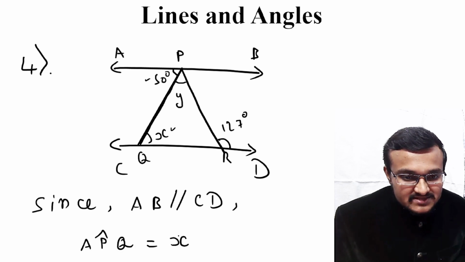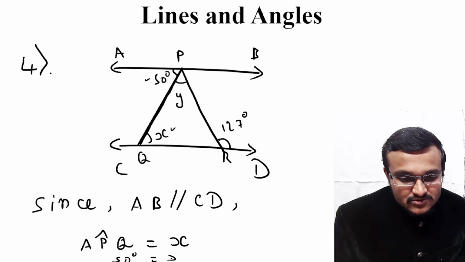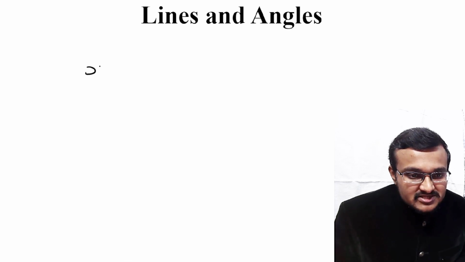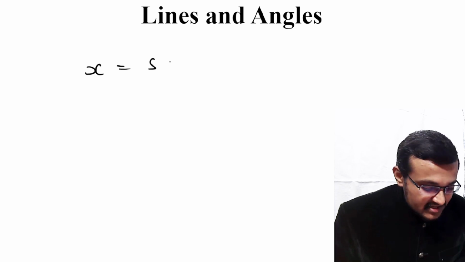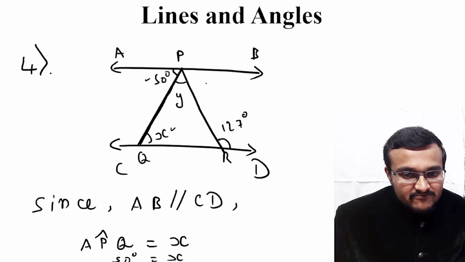So here, since AB is parallel to CD, APQ will be equal to X. And what is the value of APQ? APQ is 50 degree, which is equal to X. So that means straight away we have found out here X is equal to 50 degree. Now we will try to find out Y.